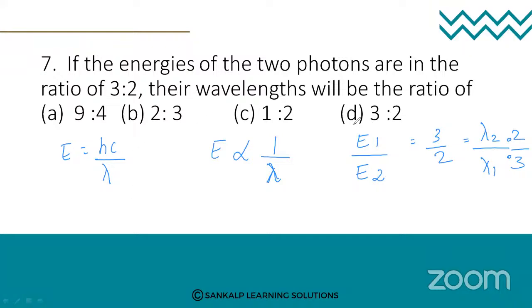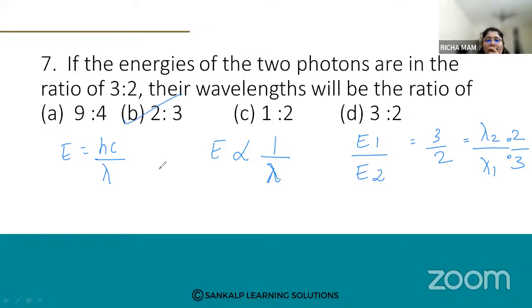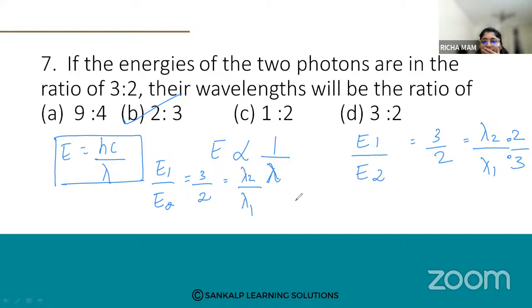Option B, ma'am. Yes, option B. Understood? According to Planck's theory, E is equal to hc by lambda. So how is energy associated with wavelength? It is inversely proportional. If the ratio of E1 by E2 is 3 to 2, then lambda is inversely proportional, so it will be lambda 2 by lambda 1. So the ratio will be 2 to 3. So option B. This is how energy is associated with wavelength.